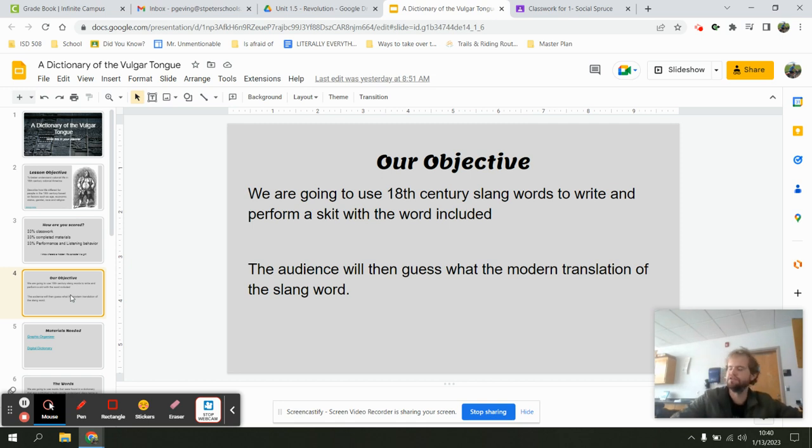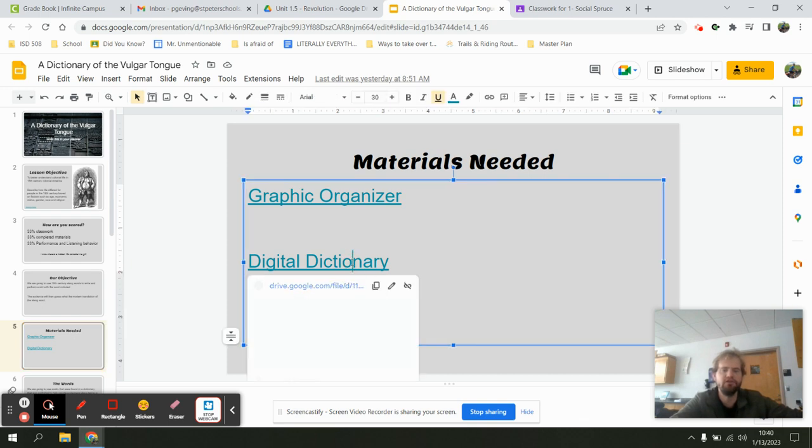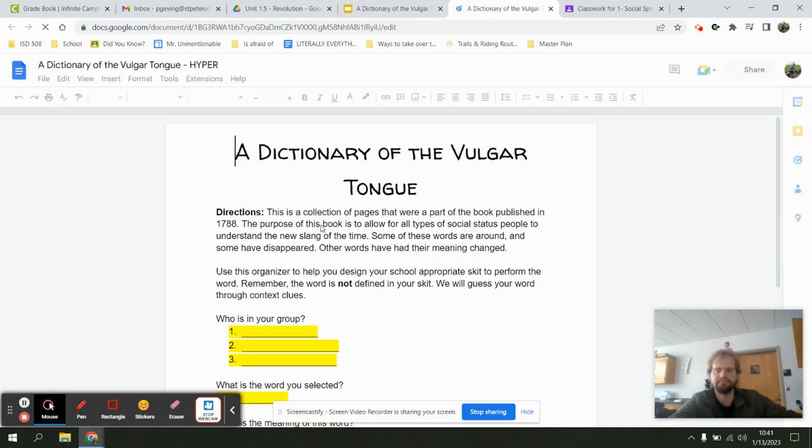Our objective is to use some of these 18th century words to write a skit, and then at the end of the skit, the audience is going to guess what the modern translation of your word is. The two materials that you're going to use are a link to the dictionary and a graphic organizer. I'll walk you through the graphic organizer first.